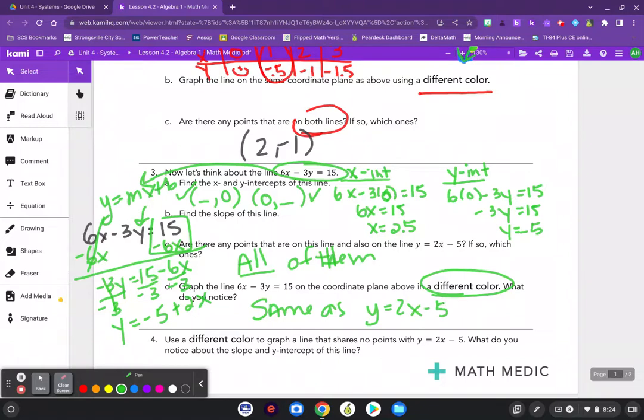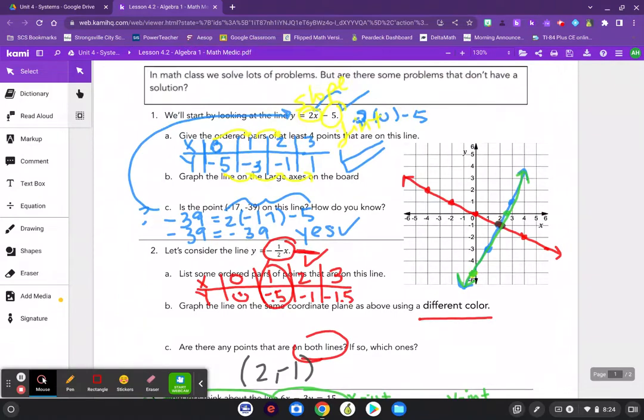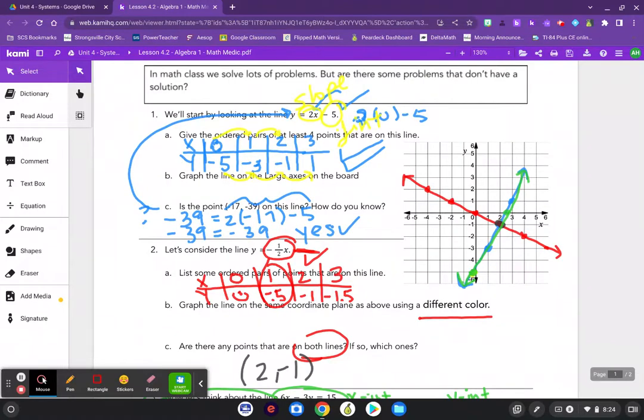And then problem 4, let's see, we'll use orange for this. It says use a different color, got it, orange, to graph a line that shares no points. And what do you notice about the slope and y-intercept of this line? So again, I'm comparing this back to the 2x minus 5. I want to have no points in common. So it means I don't want to have the same y-intercept, so just go pick a different one. Oops, got to have a pen to do it.